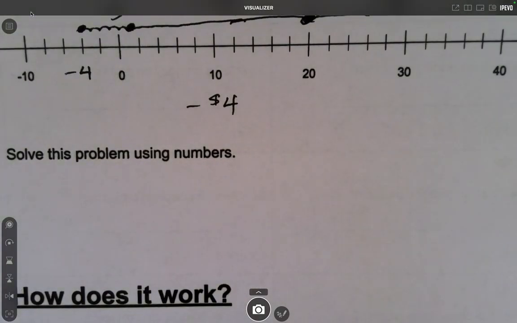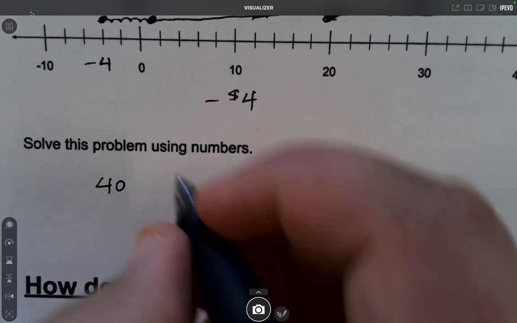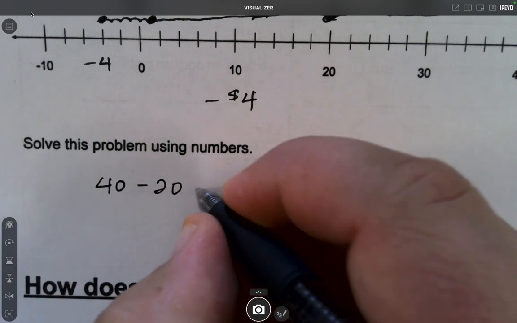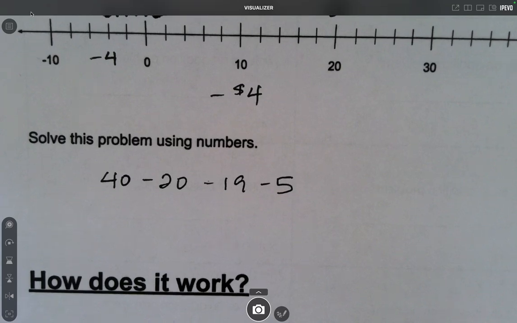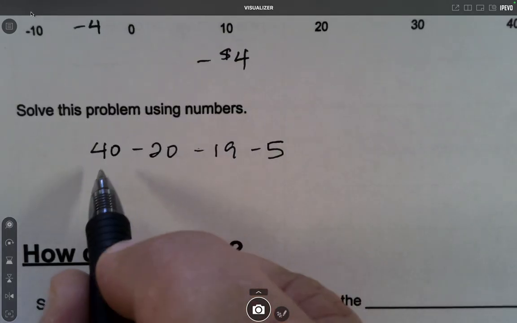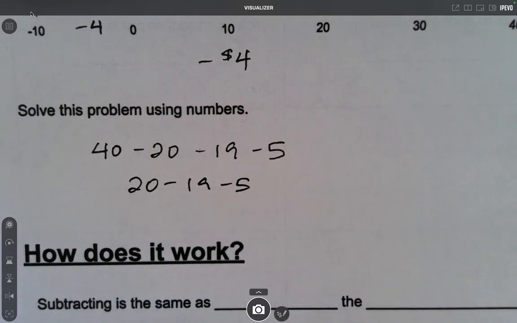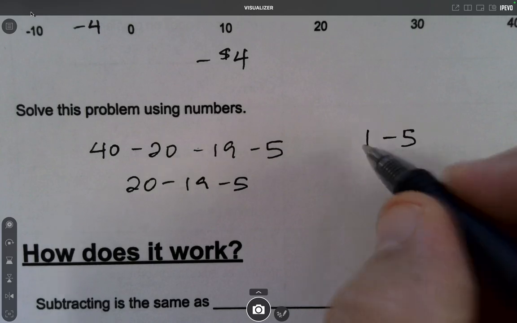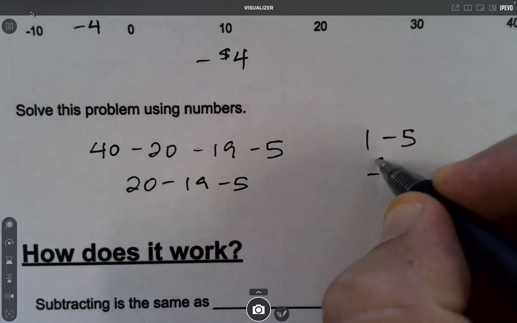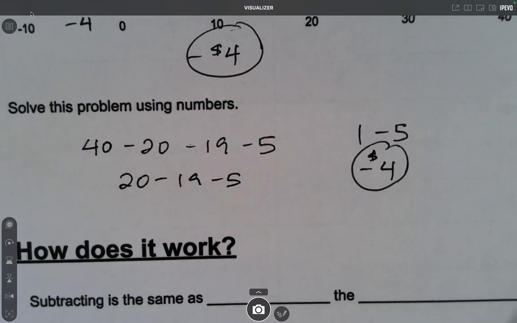So let's solve the same problem using numbers. She started with $40, but then we have to subtract 20 from it, subtract 19 from it, subtract 5 from it. If you remember the order of operations, you have to move from left to right as you move across these numbers. So I have to do 40 minus 20 first. I do 20 minus 19 next. And then 1 minus 5 turns out to be negative $4. So I get the answer either way, with a number line or with numbers.